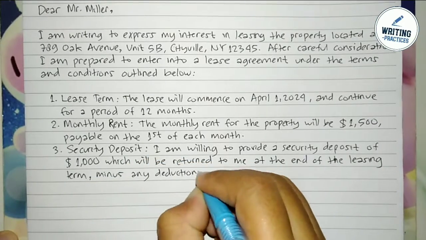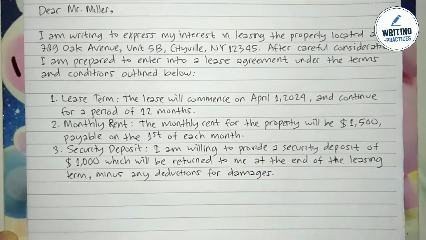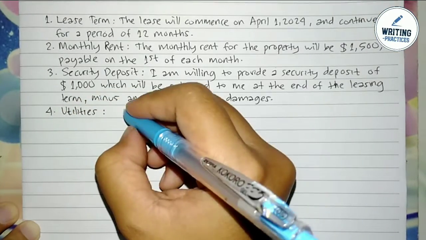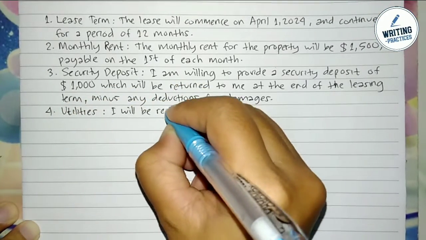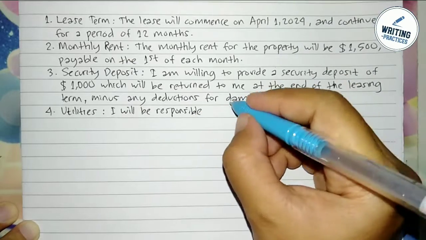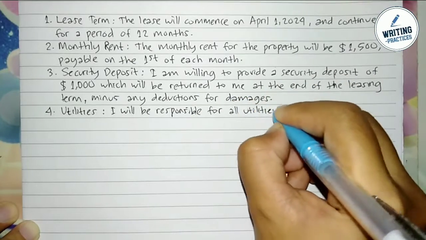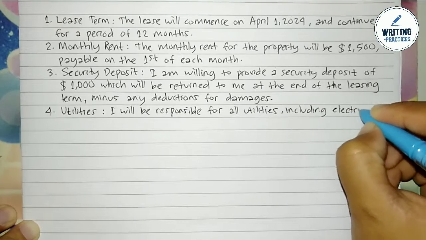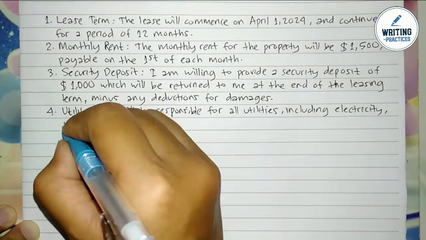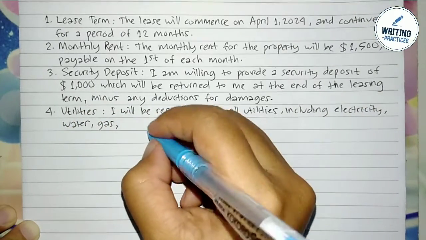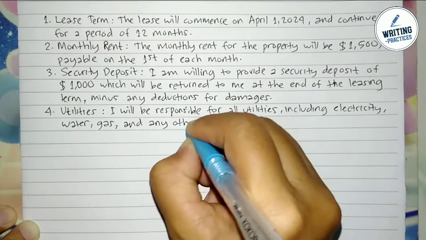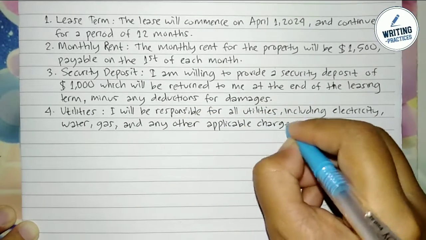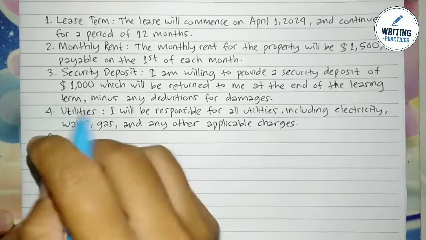Sure, you can modify it based on your preference or needs. For the point 4 and 5, they will be about utilities and maintenance responsibilities. Here, you need to outline responsibility for utilities. Here you can write something like, 4. Utilities. I will be responsible for all utilities, including electricity, water, gas, and any other applicable charges. The more details you give, the better it is.